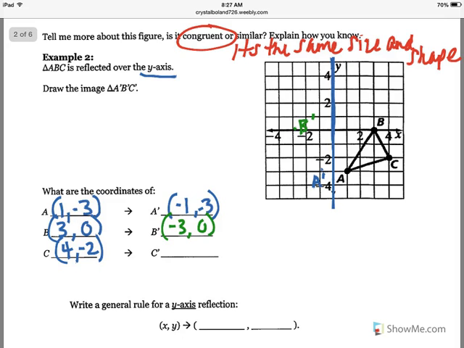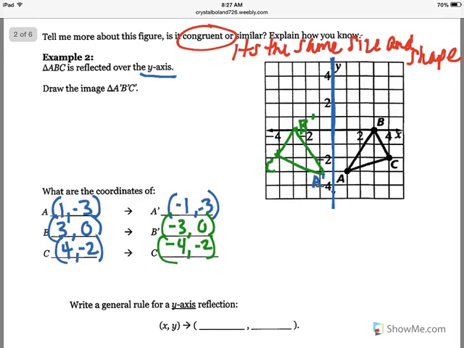And then for C prime, it's 1, 2, 3, 4. So 1, 2, 3, 4, and that's going to be C prime at -4, -2. And this is going to be our reflected triangle over the y-axis.